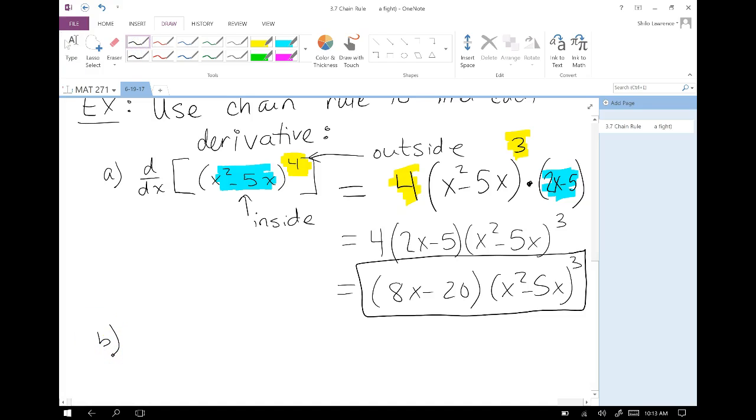Questions so far? Individually, these rules aren't too bad, but like Sunny was saying, when you start having to use 2 or 3 rules at once in the same problem is when it really starts to get tricky.